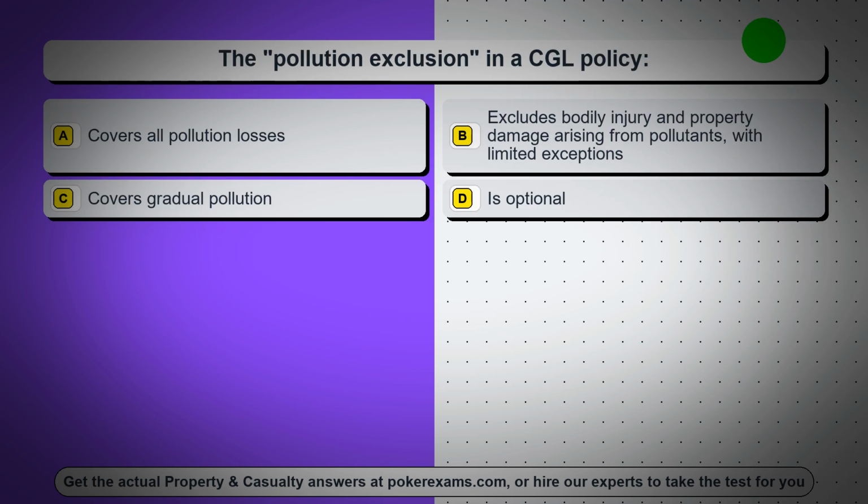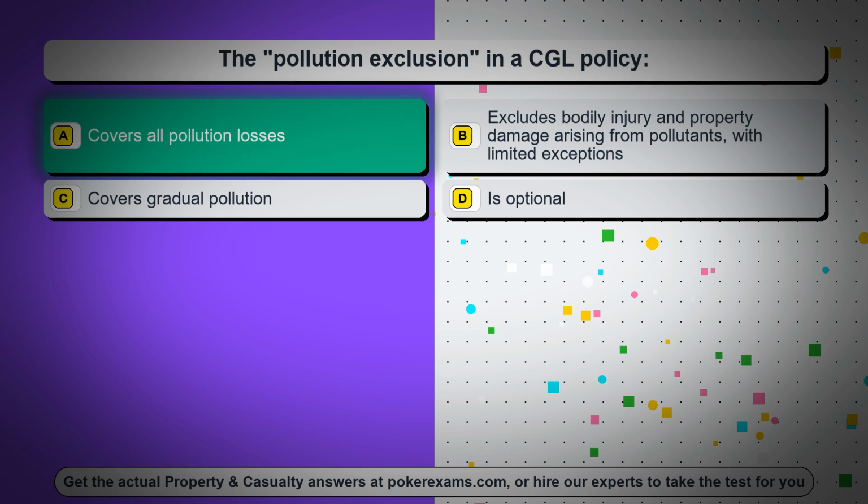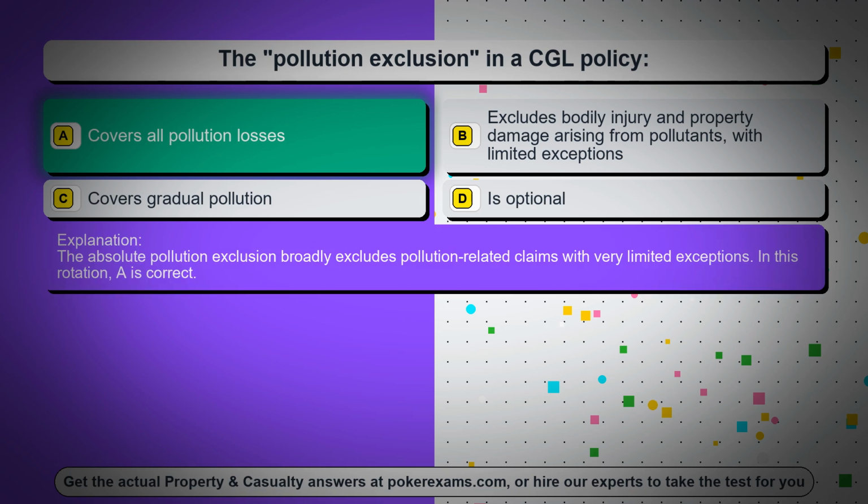Question 83. The pollution exclusion in a CGL policy: Option A, covers all pollution losses. Option B, excludes bodily injury and property damage arising from pollutants, with limited exceptions. Option C, covers gradual pollution. Option D, is optional. The correct answer is option A, covers all pollution losses. The absolute pollution exclusion broadly excludes pollution-related claims with very limited exceptions. In this rotation, A is correct.